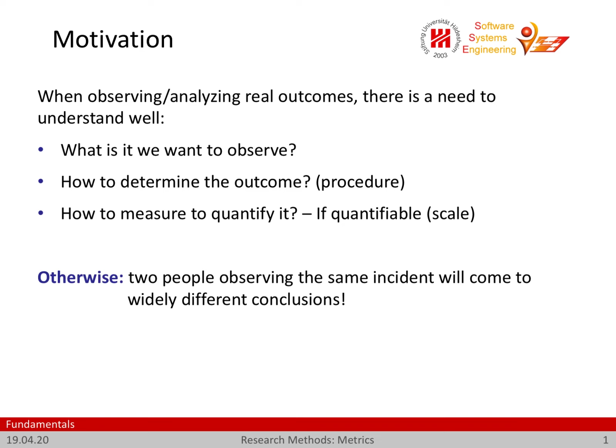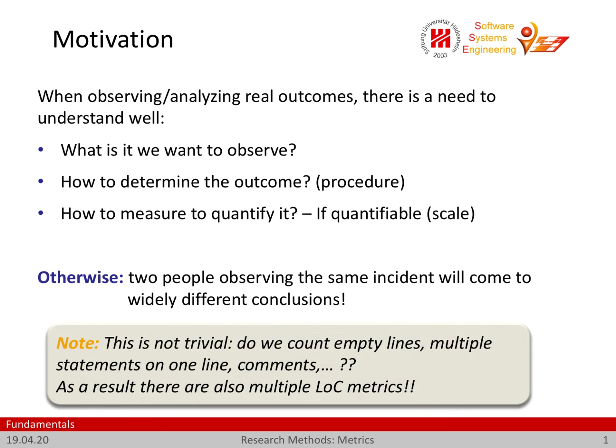Two people that observe the same incident may come to wildly different conclusions if they measure the observation in different terms, if they quantify things somewhat differently. And this is absolutely not trivial. Let's take something as simple as code. How do you count? How do you measure the size of code?